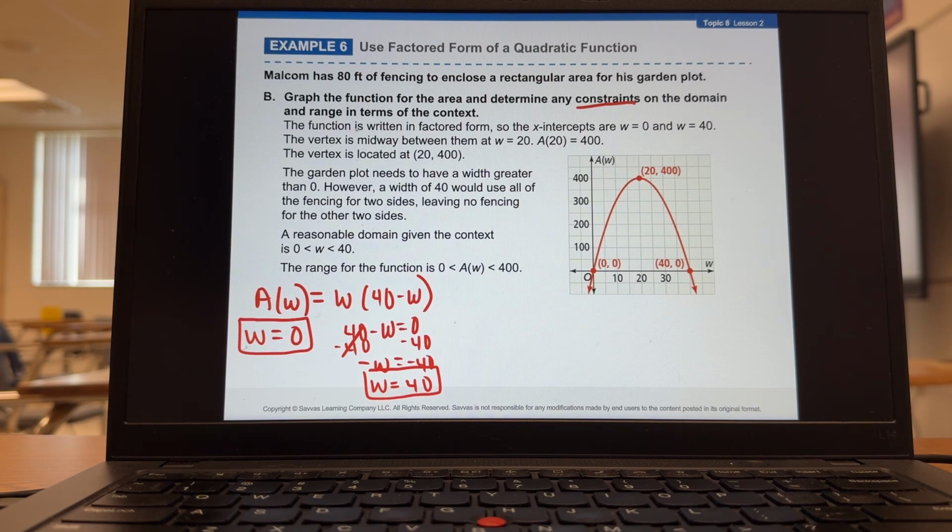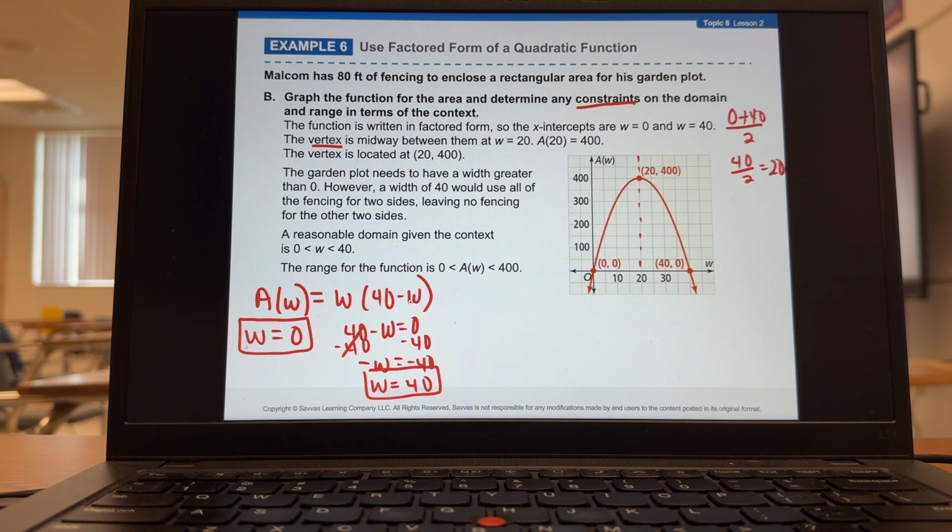So the function is written in factored form. So the x-intercepts are W equals 0 and W equals 40. So now to draw the parabola, the vertex is midway between 0 and 40. So 0 plus 40, divide that by 2. 40 divided by 2 is 20. So the axis of symmetry is 20.